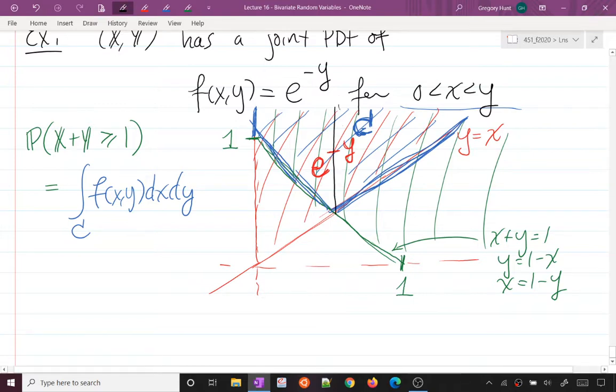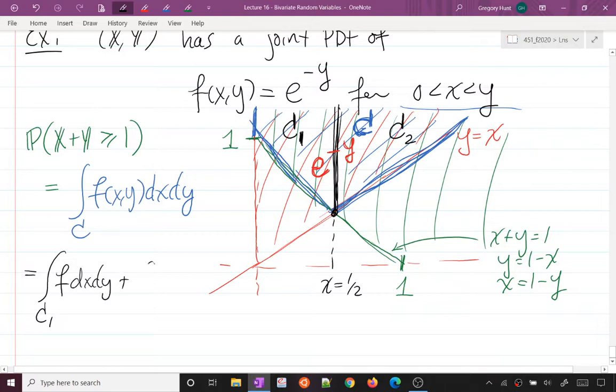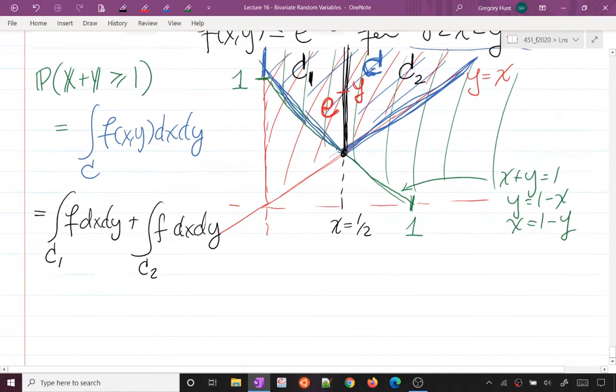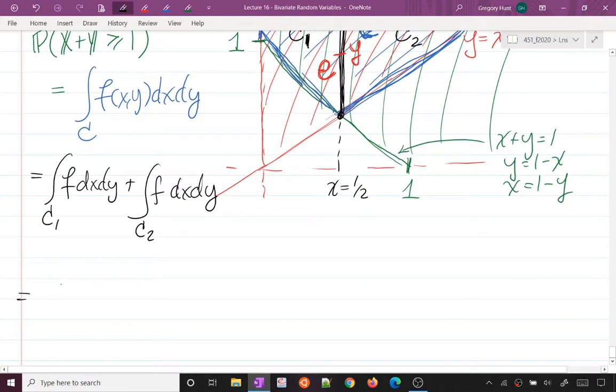What you can do is you can break it up into two integrals. You could say there's a region C1 and a region C2. This point here is x is 1/2, and you can verify that's true. That's where x plus y is 1 and y is equal to x, 1/2, right? So you could set this up as the integral over C1 of f plus the integral over C2 of f.